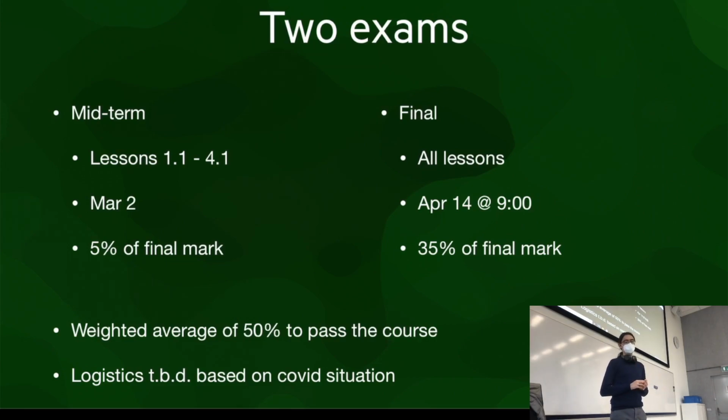And then there's a final exam, which covers all of the lessons of the course. It's on April 14th at 9 o'clock, and it will be worth 35% of your final mark. In order to pass the course, you need to have a weighted average of 50% in the exams, and we will define the exact logistics based on the COVID situation in a few weeks. So if things are terrible, maybe we do it online. If things are a little bit better, we might do it in person.